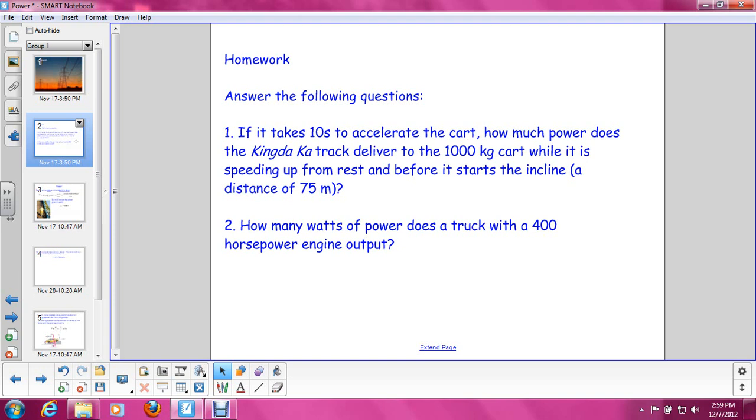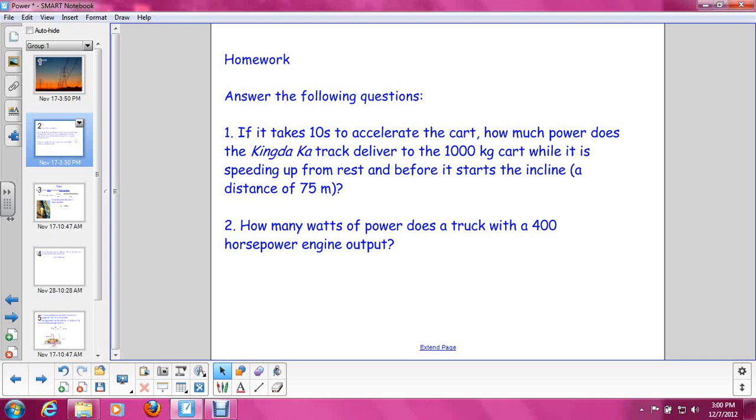The first one: if it takes 10 seconds to accelerate the cart, how much power does the Kingda Ka track deliver to the 1,000 kilogram cart while it is speeding up from rest and before it starts the incline, which is a distance of 75 meters? And if you remember, the Kingda Ka is the roller coaster from the previous video's homework questions. And number two: how many watts of power does a truck with a 400 horsepower engine output?